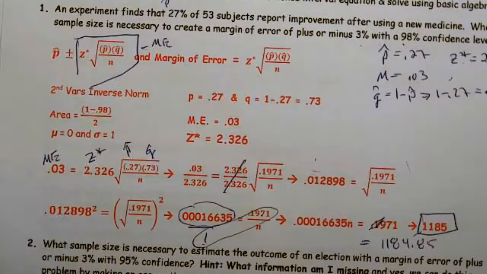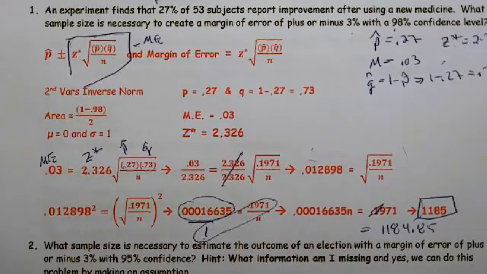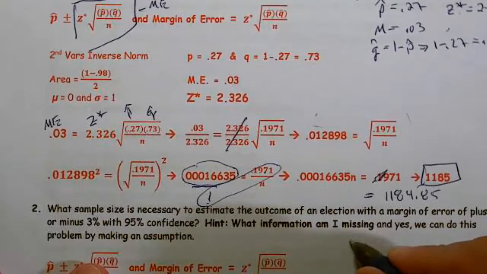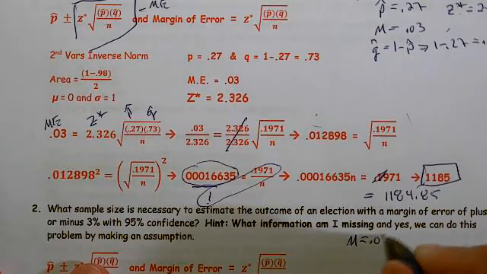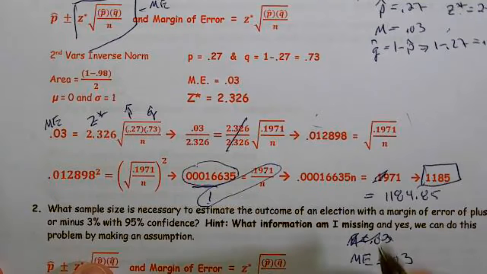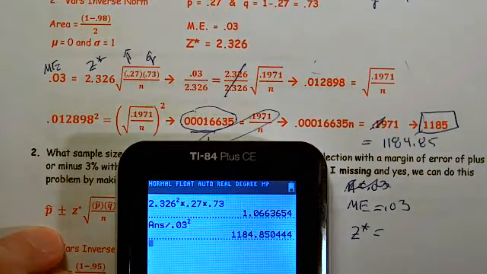Okay? All right, so the next question is, what sample size is necessary to estimate the outcome of an election with a margin of error plus or minus 3% with 95% confidence? So they're telling us the margin of error is 0.03, ME, margin of error. So margin of error equals 0.03. They tell me that the confidence level is 95%, so I can get Z star from that. So let's calculate Z star real quickly.